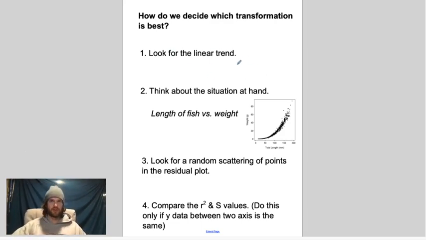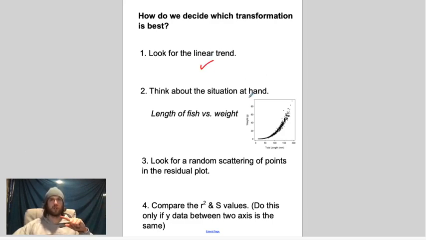Look for the linear trend. Sometimes when you do a transformation, you don't end up getting a linear trend. That's a red flag that you probably either need to do something else in addition or undo what you just did. So look for the linear trend.